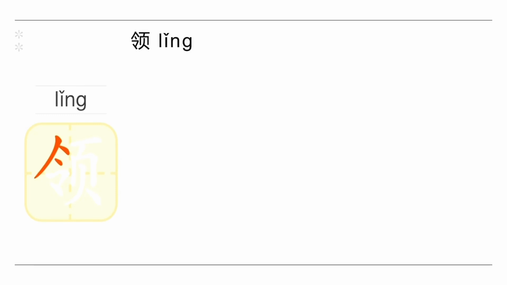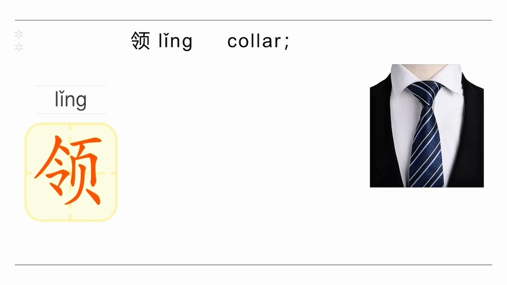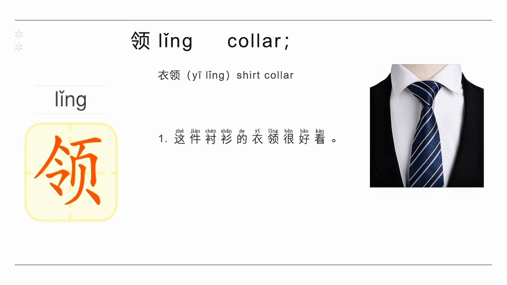This character is 领, third tone. It literally means the neck or collar area on a person or item of clothing. For example, 衣领, shirt collar. 衣 clothing or shirt, 领 collar. 这件衬衫的衣领很好看. The collar on this shirt looks very good.